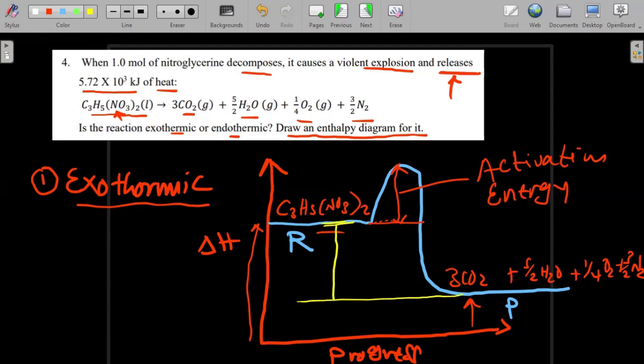So this energy here that I've shown in yellow, we're going to say this here is our change in enthalpy. So this is equal to, we've been given the value there, which is 5.72 multiplied by 10 to the power 3. So when writing it here, we're going to write it as a negative. Why? Because energy is being released by the system, times 10 to the power 3 kilojoules of heat. So we're going to put this negative here because energy is being released to the surroundings. So this is the enthalpy diagram for this exothermic reaction.